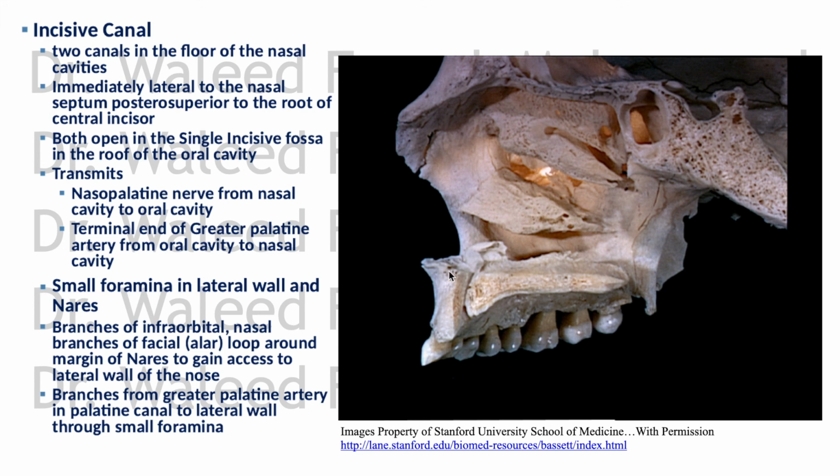Okay, when I told you about the looping around the nares of the nose, I meant branches from the infraorbital artery, or nasal branches of the facial, called alar branches, that loop around the margin. Okay, and I told you too about the branches of the greater palatine in the palatine canal that penetrate the lateral wall to supply it.